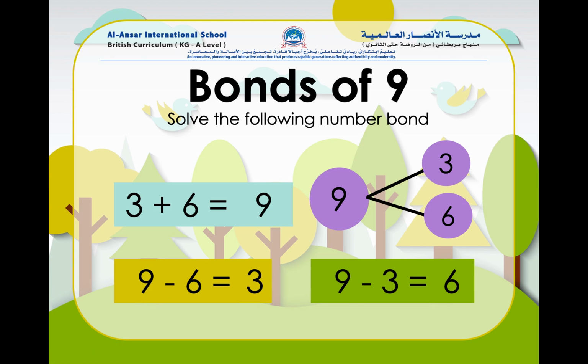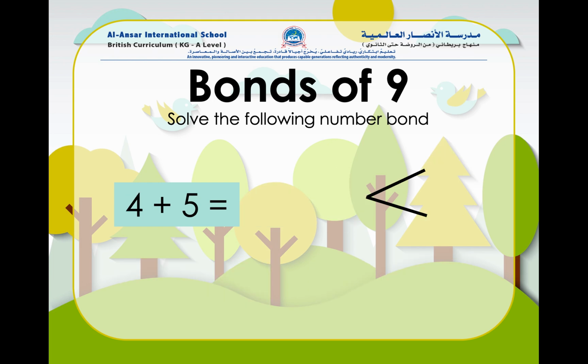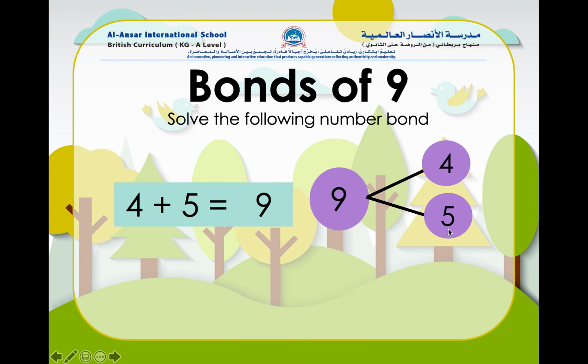If you wish to even use blocks or sticks when you're calculating the answer, you should. It will help you a lot. Let's try another bond of 9. Here we have 4 plus 5. 4 plus 5, or 4 and 5, makes 9. So we're doing a bond of 9 again.